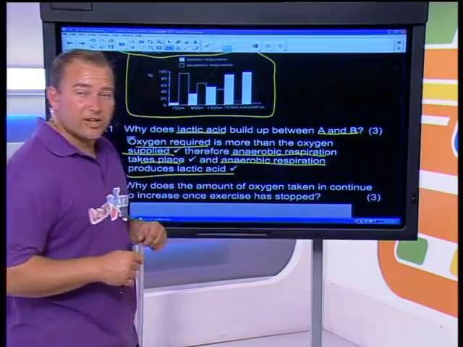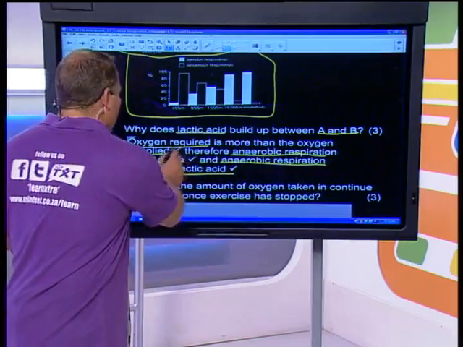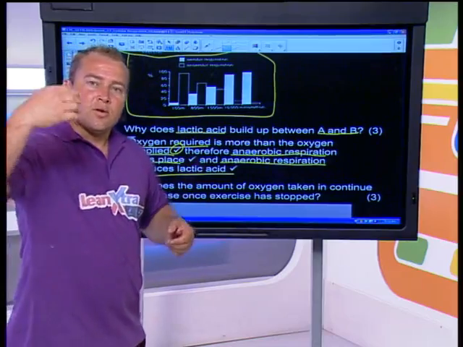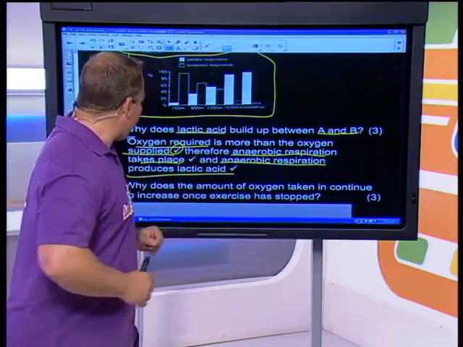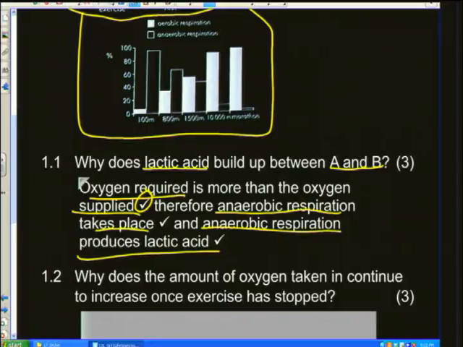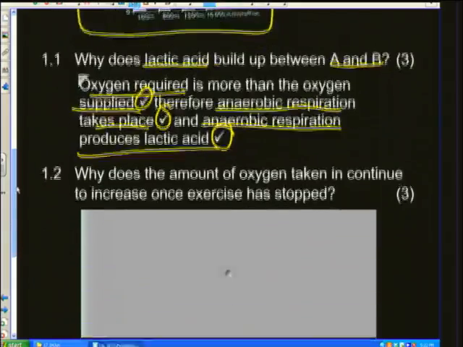Now that's the way you're going to get your marks. The first one is we're using more oxygen than what we're getting in. So you're going to get a mark for that. And then, of course, it tells you that anaerobic respiration is taking place. And then what are we making because of it? We're making lactic acid. It's nice and easy.